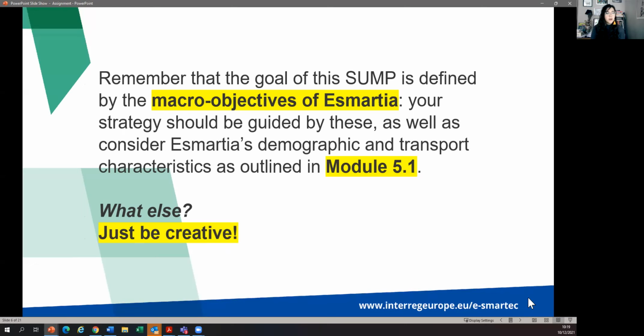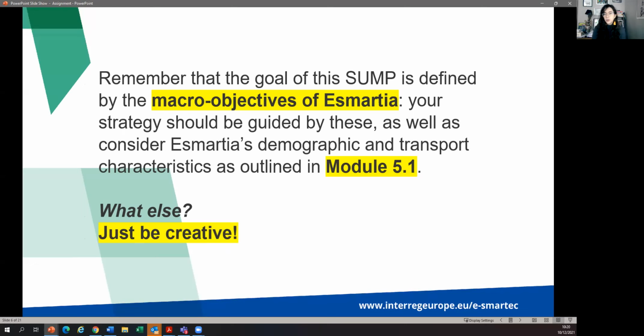And what else do you need? Well, just be creative. I mean, we are really giving you a blank page for you to fill in and to create the engagement strategy. We are giving you all of these resources and an imaginary budget of 90,000 euros. So just show us what you would do with this.